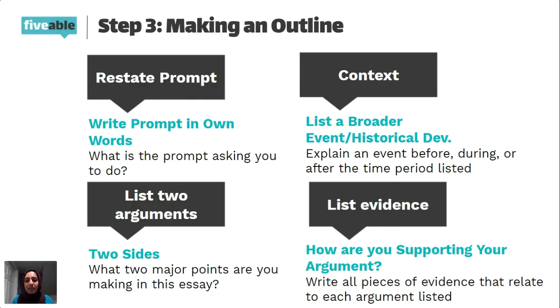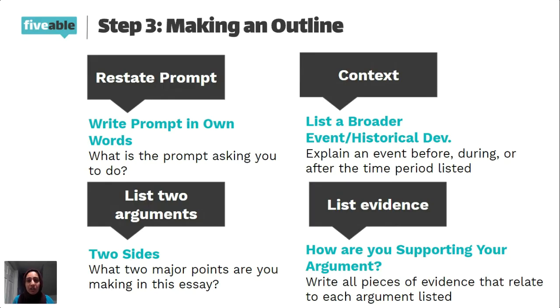So for the context, I recommend doing something that's before or during the time period. Doing after the time period is kind of harder. I've personally never done that. So I recommend before or during. And then you want to list your 2 arguments. What 2 or 3 major points are you making in this essay? If you have an evaluate to the extent prompt, that basically asks you how much. So evaluate to the extent to which the Columbian Exchange affected the Old World or the New World.